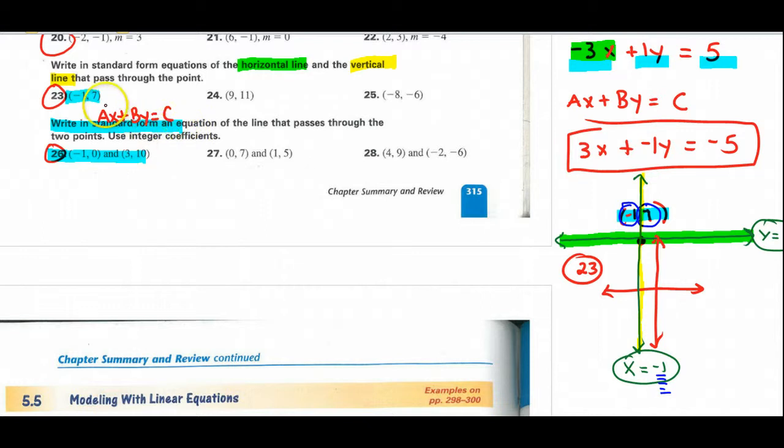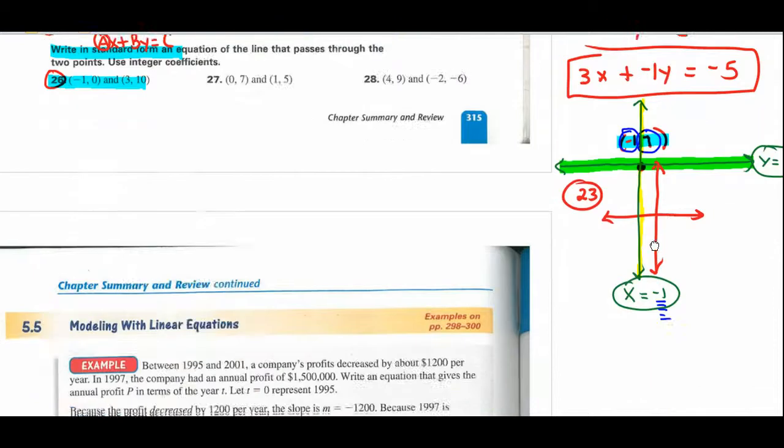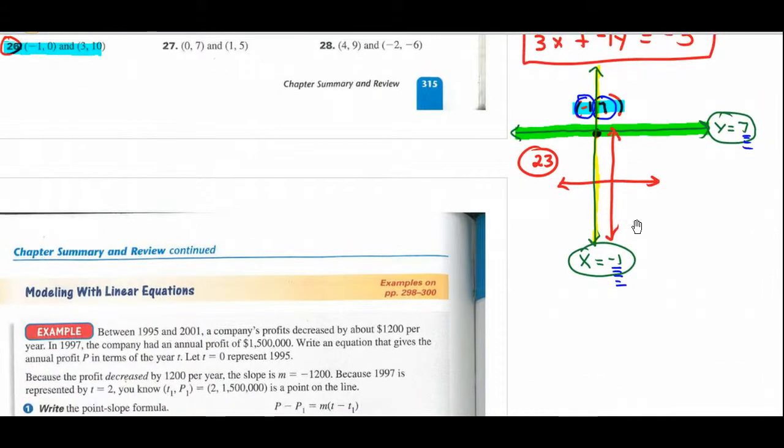And A is positive and comes first. It's the coefficient of the X. So for problem number 26, I will start it right here and move along from there. I'll write the 2 points down. The 2 points that the line passes through are -1, 0 and 3, 10.